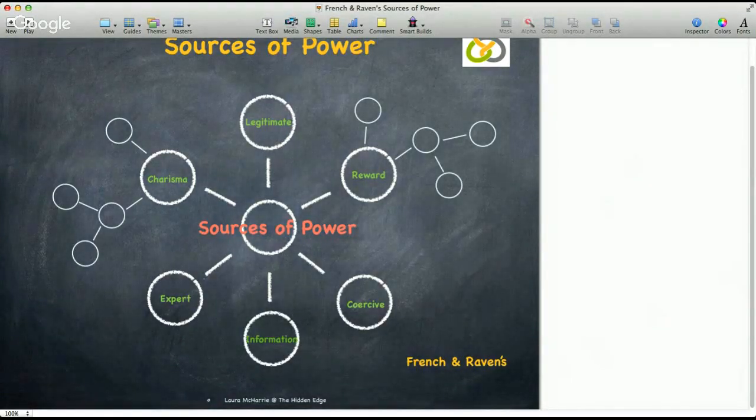So there you go. You have a simple explanation of how to use French and Raven's sources of power.